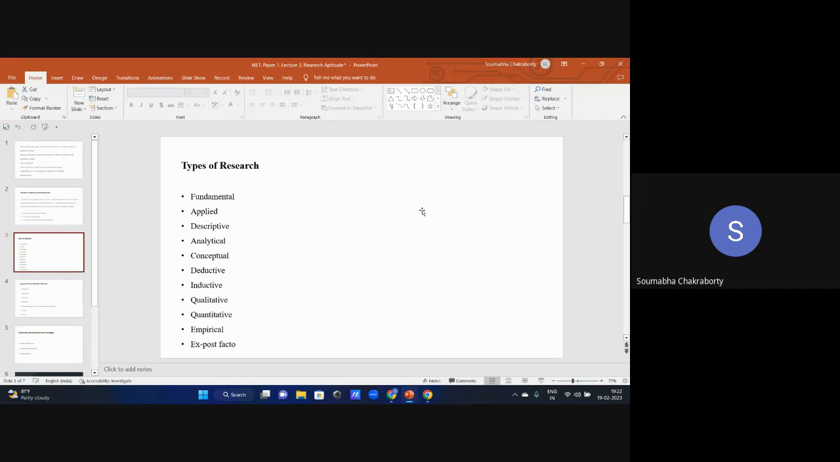After that, we have ex post facto research. Now, this term ex post facto, or in English, if we say after the fact research, is a category of research design in which the investigation starts after a fact has occurred without the interference from the researcher. This point is very important. In ex post facto research, the investigation begins after a particular fact has occurred without any interference from the researcher.